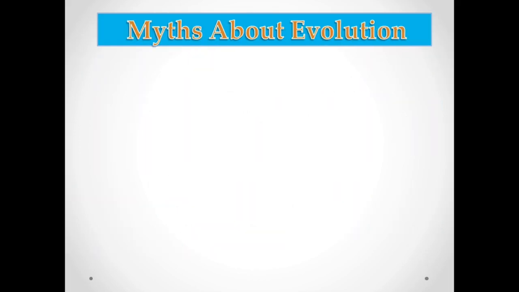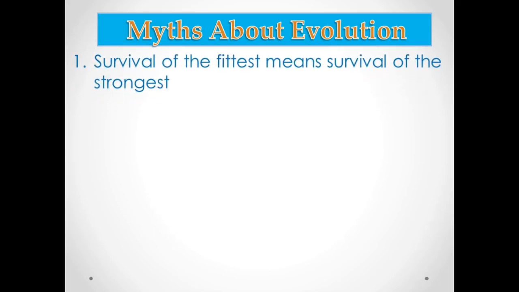So there are also myths about biological evolution through natural selection. There are a number of misconceptions about it, and here are the four common ones. Number one is that survival of the fittest means survival of the strongest. Okay, so that is the number one myth. For biologists, fitness is a measure of reproductive success, not strength. Thus the fittest individuals are those that leave the most descendants and not those that are physically strong.